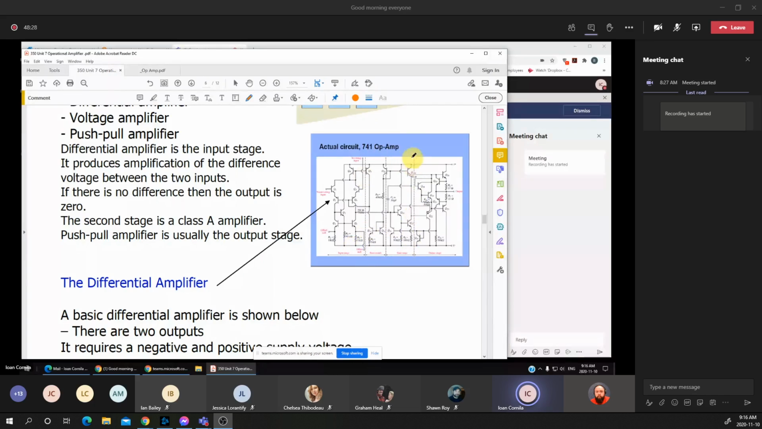The second stage, which is the middle part, is a gain amplifier, or it's called a class A amplifier. We may see class A, class B, class AB amplifiers. And the last stage, the last sub-circuit of an op-amp, is the push-pull, which is the final stage of the op-amp.